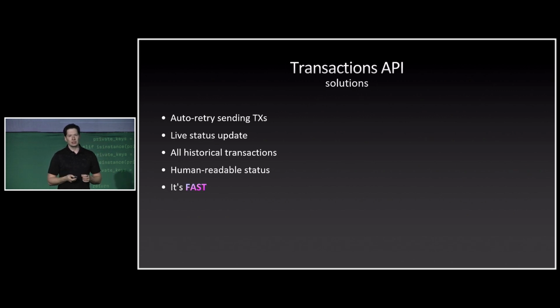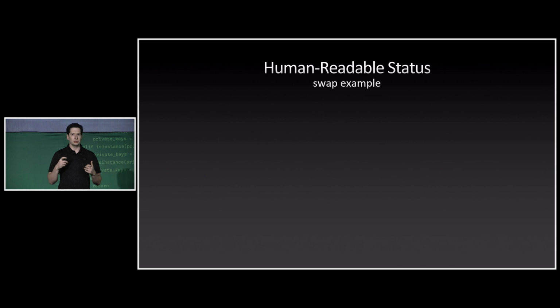And then finally, it's going to be faster than RPC because we'll cache it, and you don't need to run NEAR core in order to do this. So let's look at the example of what we mean by human-readable status. Let's look at a simple swap example through Ref Finance.